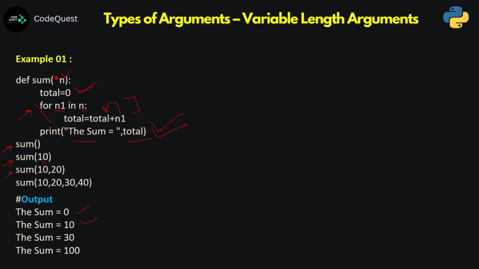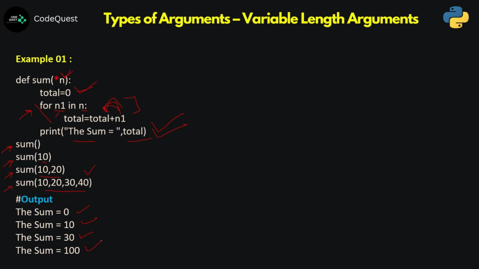Now the third time when I'm calling the same function sum, this time we have called with 2 parameters. So now this n is referring to 2 parameters in the tuple. When we are going through this tuple having 10, 20, 10 is added to total, then 20 is added to the total. As a result, finally it is going to print 30. In the last one, we have called the same sum function, but this time we have passed 4 parameters. So this n is now referring to 4 parameters, and this for loop n1 is going to take up 10, 20, 30, 40, which will be added to the updated values of total, and as a result we are going to get 100.